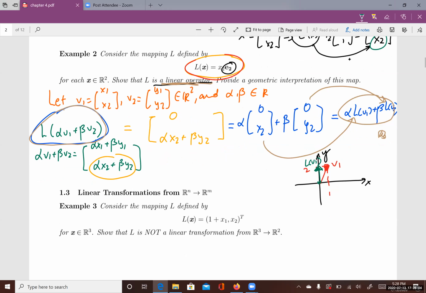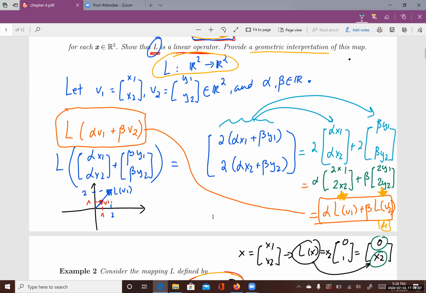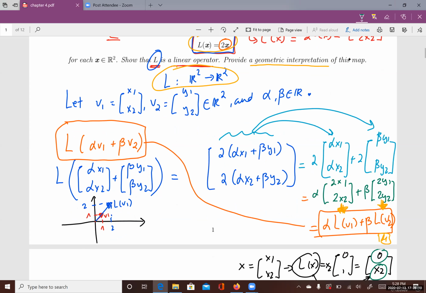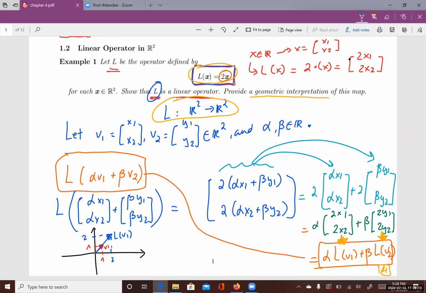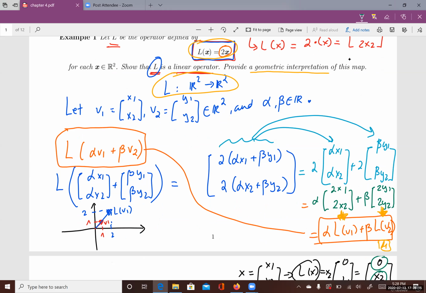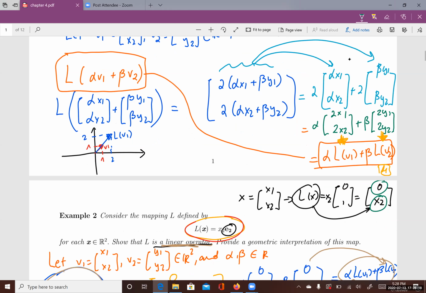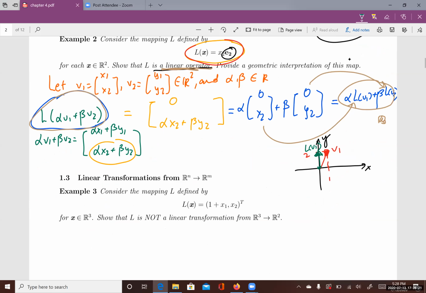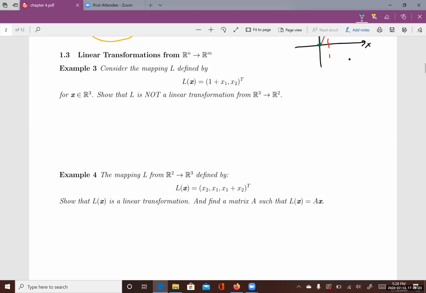All right, so those are two examples of linear operators, where you map a set of vectors from one vector space to a set of vectors in the same vector space. What if you have two different vector spaces that you're working with? Then how can you show whether a map is a linear operator or a linear transformation or not? So you have a map from R3 to R2.